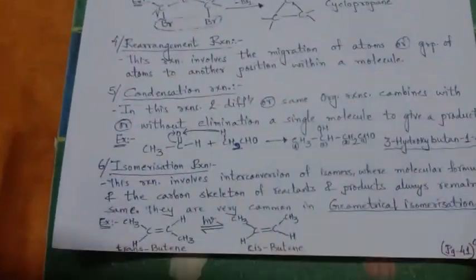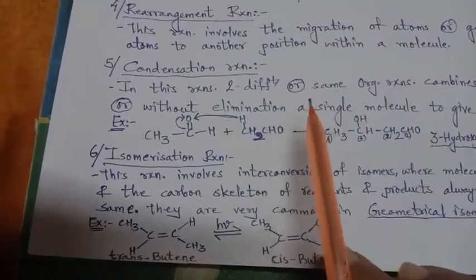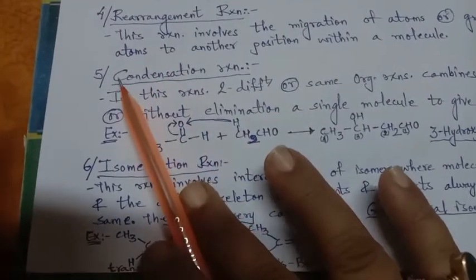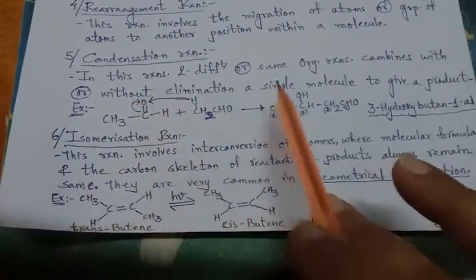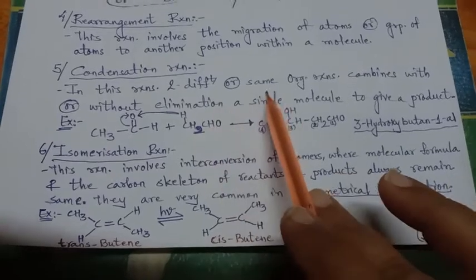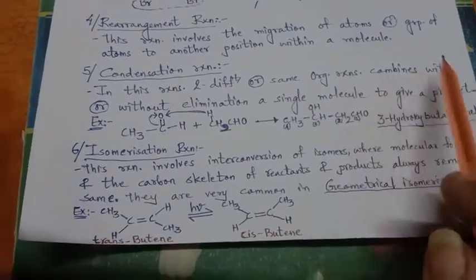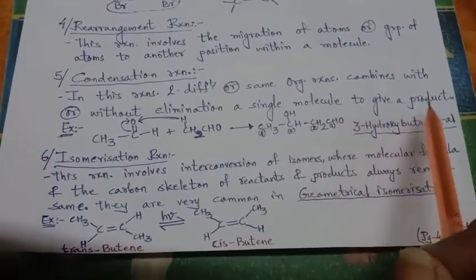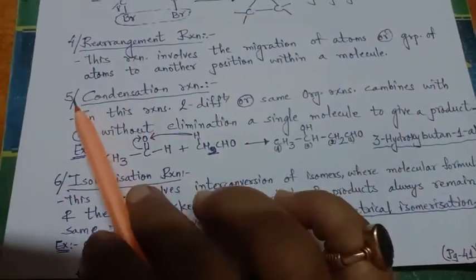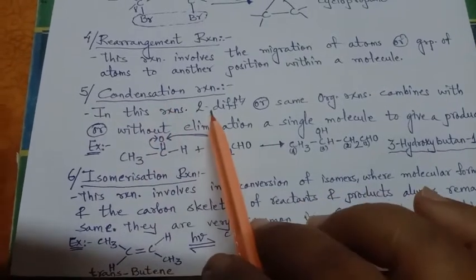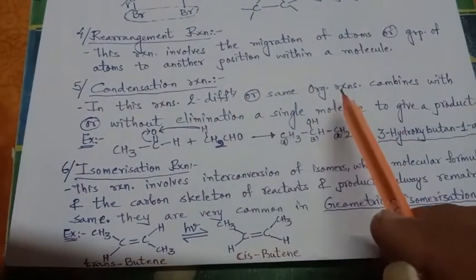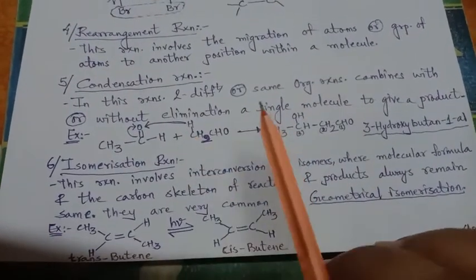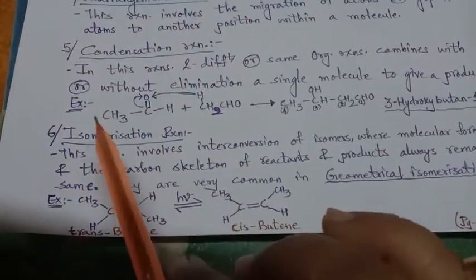And the fifth reaction is condensation reaction. In this reaction, condense means to come closer, right? In this reaction, two different or same organic compounds combine with or without elimination of a small molecule to give a product. See, condense, to come closer. So two different or same organic compounds will combine together, either by elimination or without elimination, and will give a product.